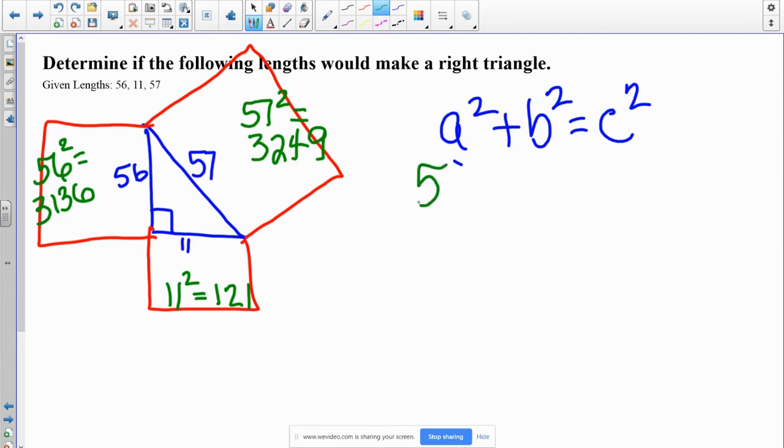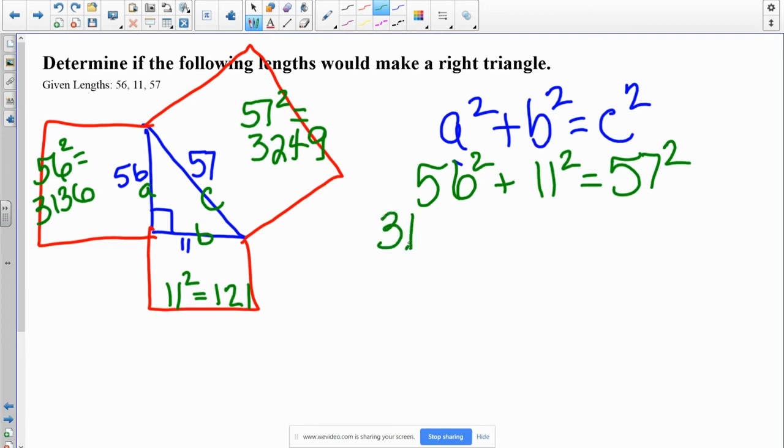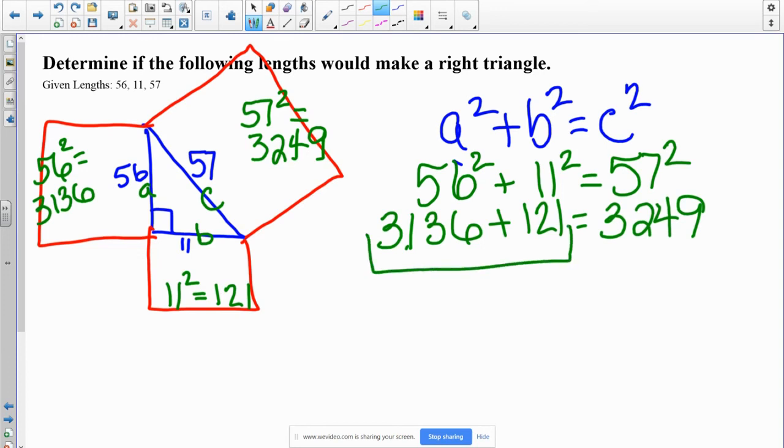So my A could be 56 squared. My B length, so this is A, this is B, this is C, is 11 squared. C is 57 squared. So I already did the math here. So 56 squared was 3,136. 11 squared is 121. And 57 squared is 3,249. Again, these two areas of the two small squares off the legs should add up, and we get 3,257, and that should equal my hypotenuse square.